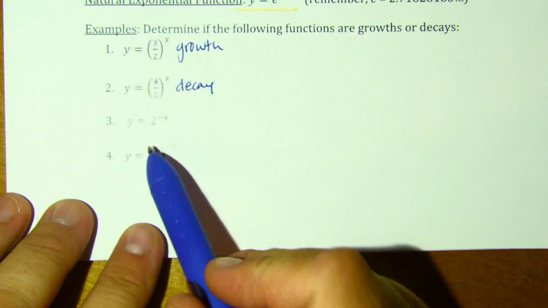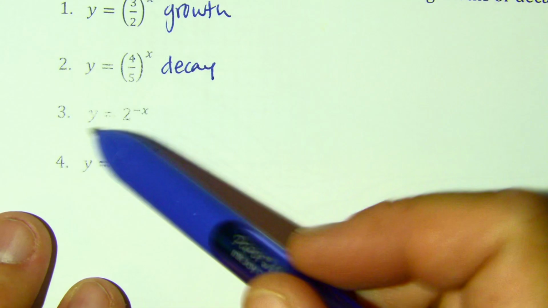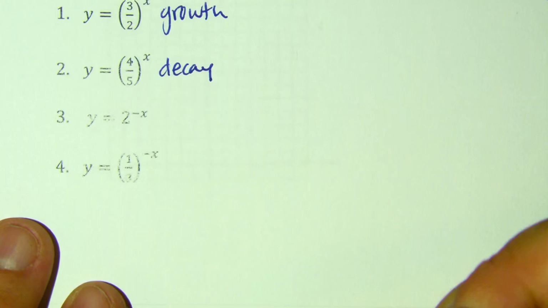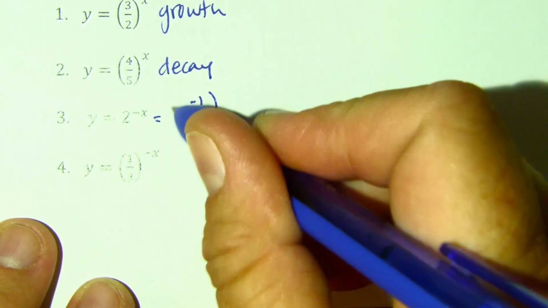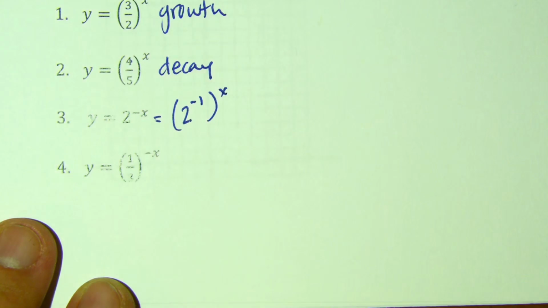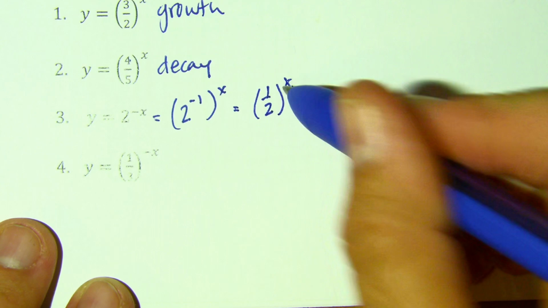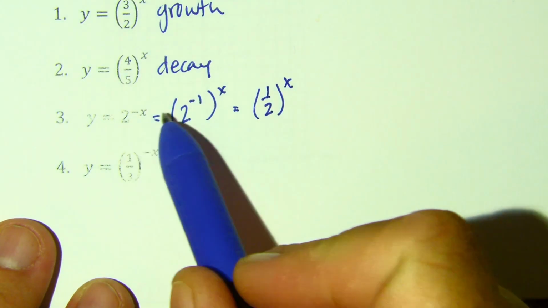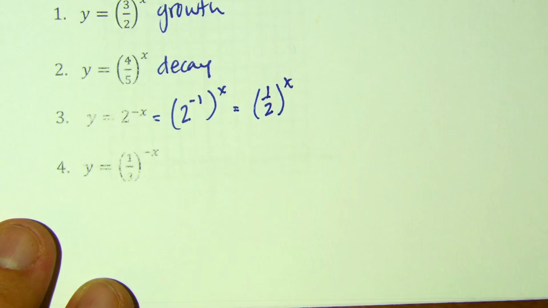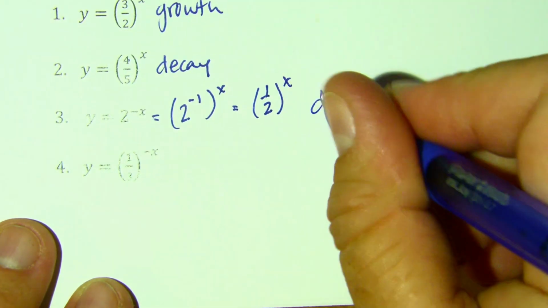Here, my base, let me see if I can zoom in and make this a little bit clearer here. My base is 2, but I have a negative exponent. I can rewrite that as 2 to the -1 to the power of x. And 2 to the -1 is the same thing as 1/2 to the power of x. So even though my base is bigger than 1, because I have a negative exponent, it switches it. And that means that this is, again, a base of 1/2, so this is a decay.